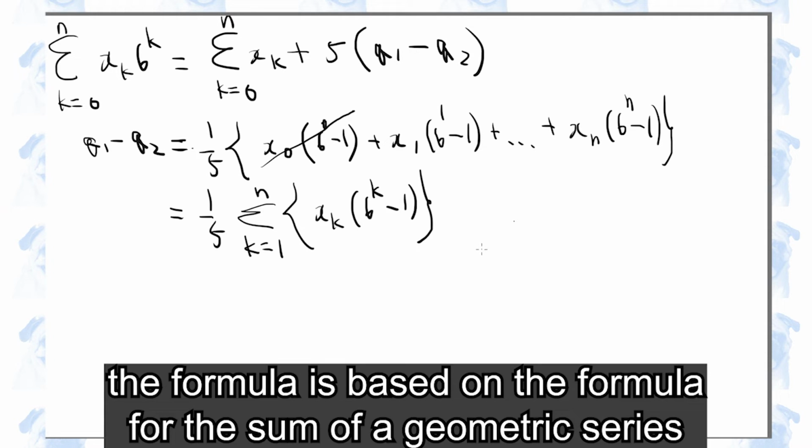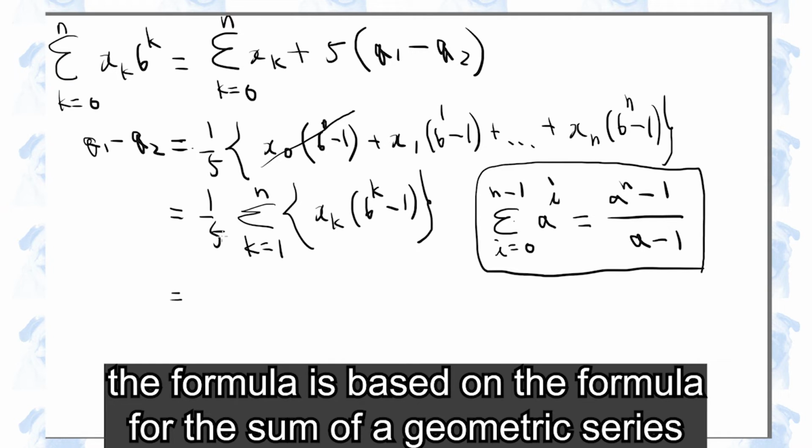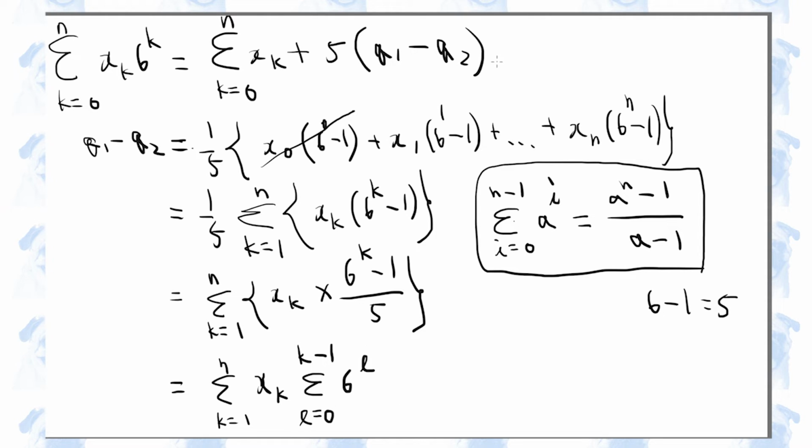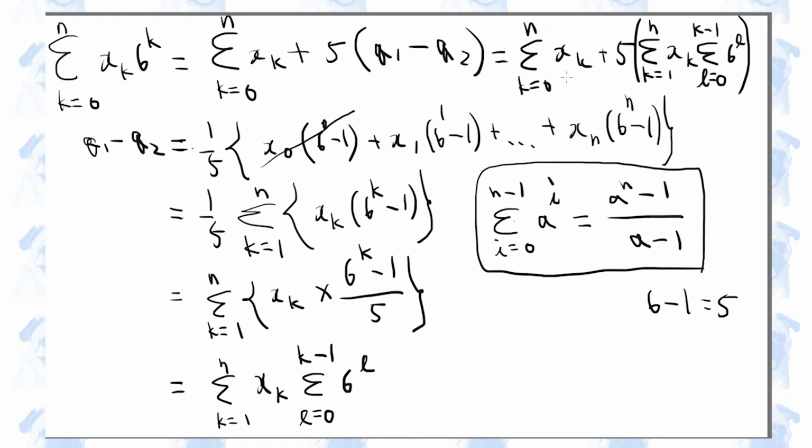Now, the last step is quite tricky, and you need to know this formula. So, by shifting 1/5 over here, we get this. And 5 is 6 minus 1, so we can use this formula. And the question uses L as an index, so let's use it. So now we have this. We have the answer.